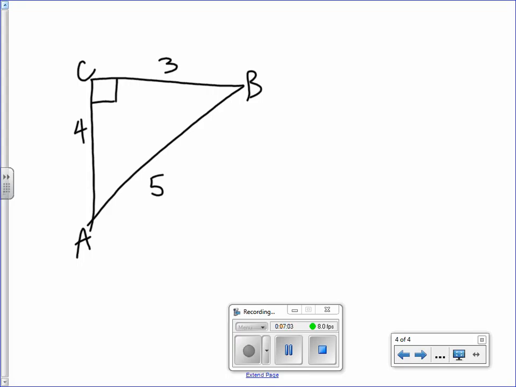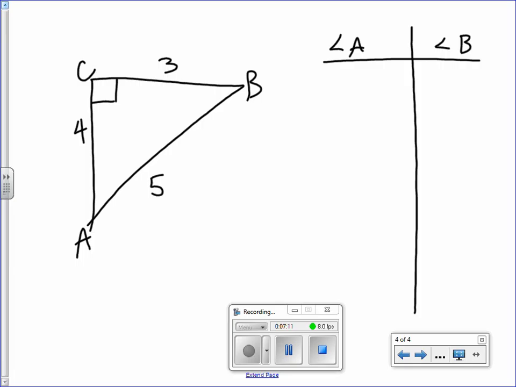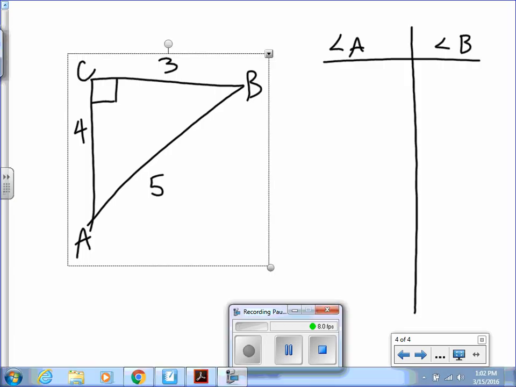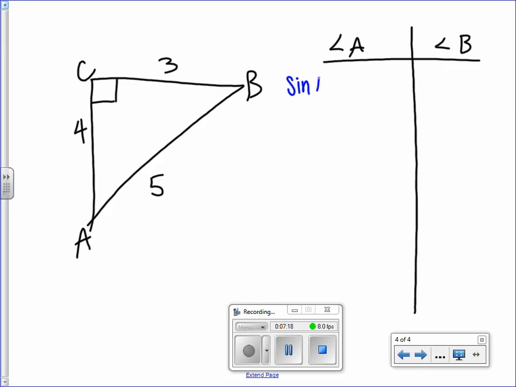Alright, list for me the 6 trig functions for angle A and for angle B. 6 trig functions for each of those. So let's talk about sine of A. What's the sine of A? What's the cosine of A? 4 over 5. What's the tangent of A? 3 over 4.